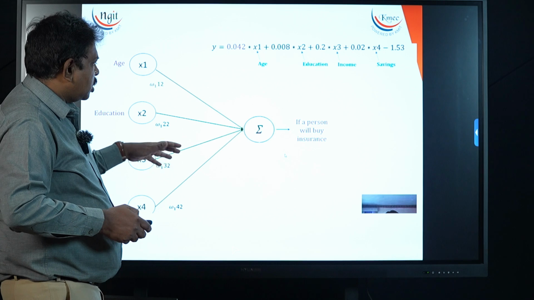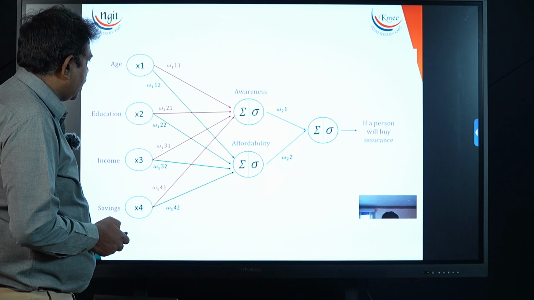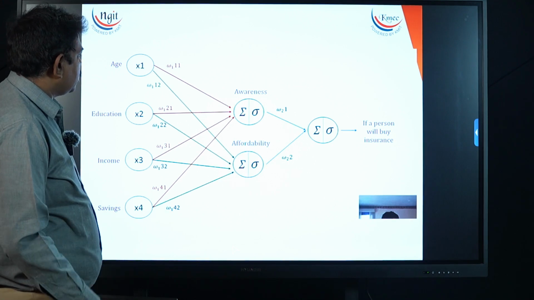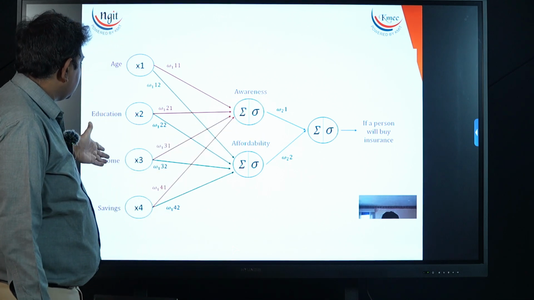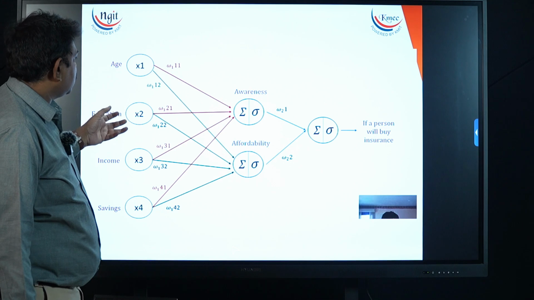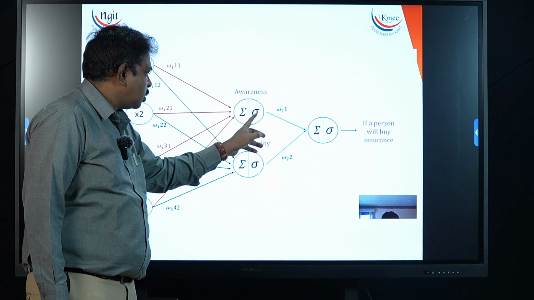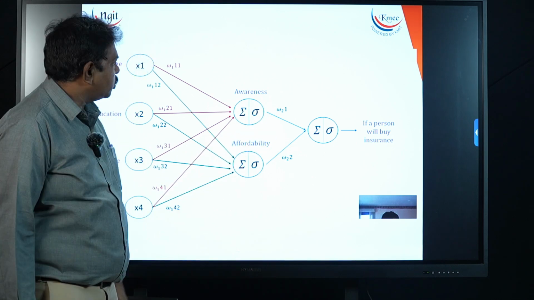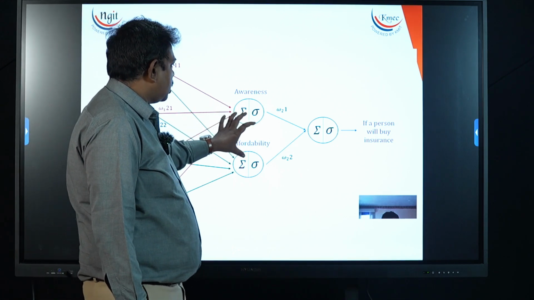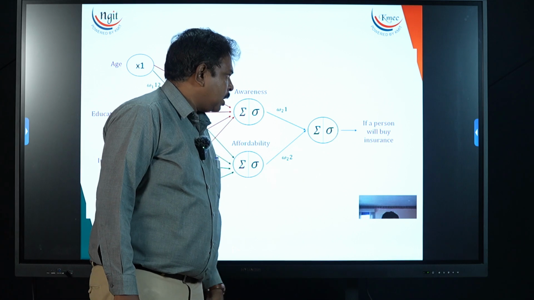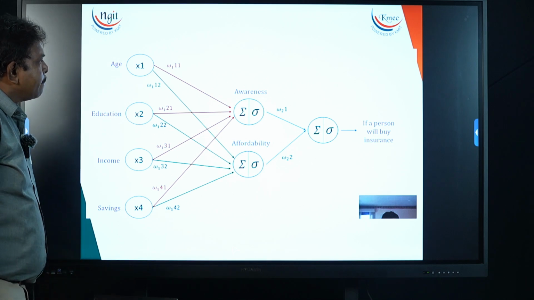So we enhance the neural network's learning. What we do is include one more layer, a hidden layer. This hidden layer calculates two other extra features, awareness and affordability. These are computed from the input features: age, education, income, and how much awareness he has of insurance. Awareness is processed in one neuron, affordability is processed in another neuron. These weights are sent to the hidden layer, and the hidden layer sends output to the output layer. Now this is the final output layer that predicts if a person will buy insurance or not.